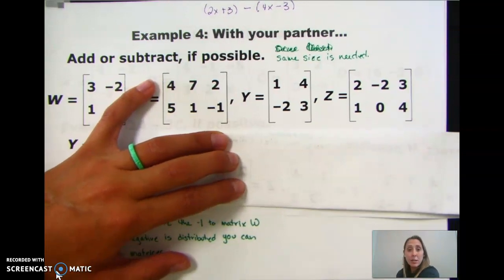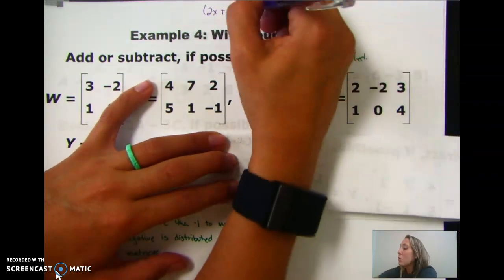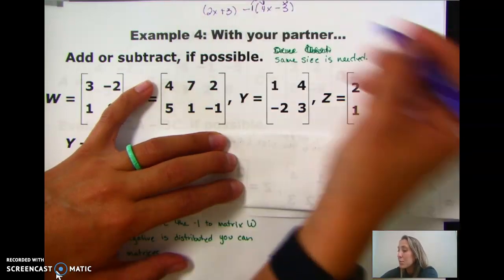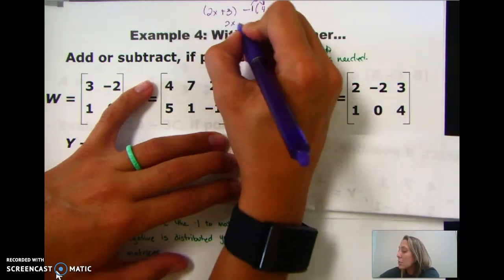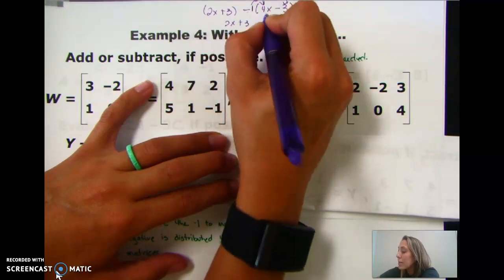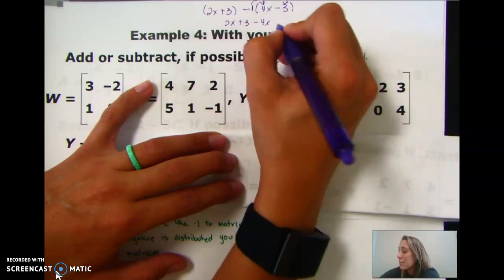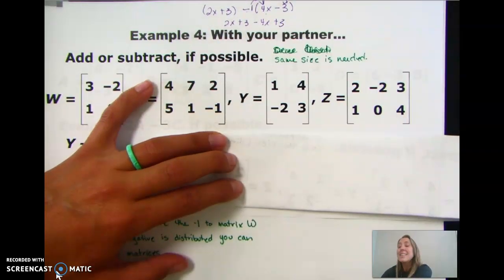Before we could start combining our like terms or do anything, we would need to distribute this little pretend negative 1, it's like an invisible one, and we would actually end up with 2x plus 3, negative 1 times 4x is minus 4x, negative 1 times negative 3 is actually a positive 3. Then we can combine our like terms and go about our way.